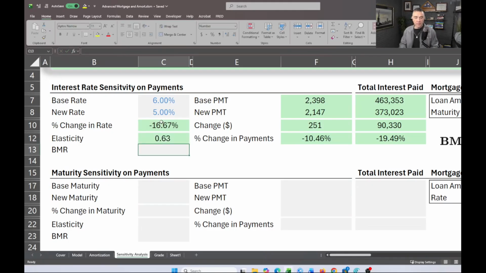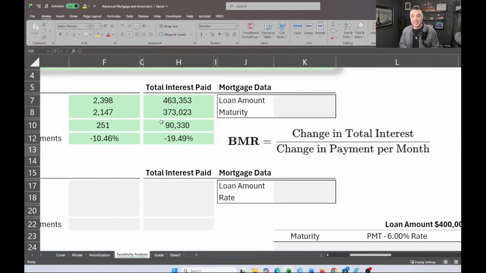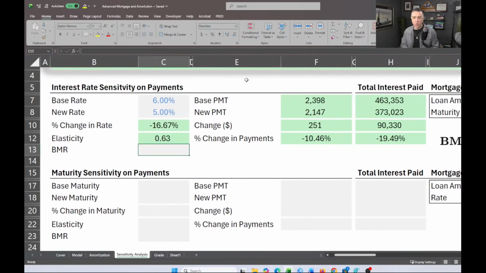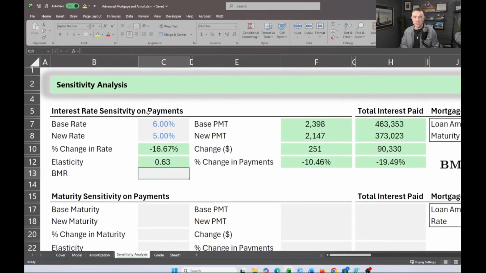0.63. And then we got something called the BMR. If you want to know what BMR stands for, well, that's the Blazsik Mortgage Ratio. What we want to know is, and we're going to do that calculation, not so important with interest rate change, but it is with this maturity rate change. So big talk was 30 years to 50-year mortgages. That's what we want to figure out.